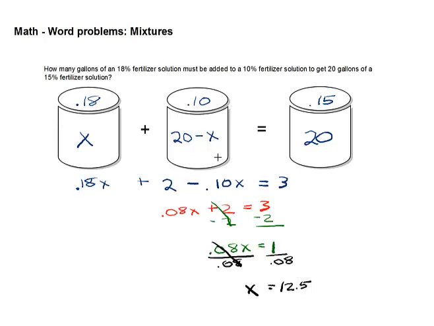So we would need 12.5 gallons of the 18% solution mixed with the 10% to end up with 15% solution and 20 gallons of it.